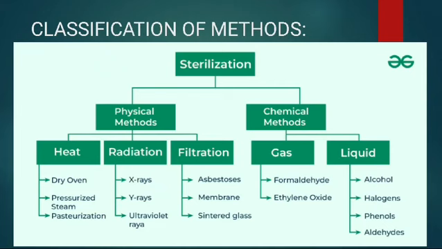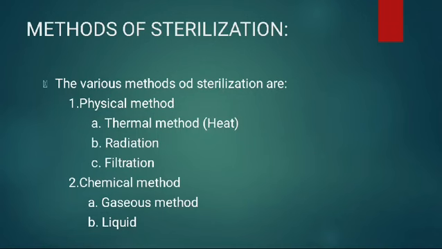This is the classification of sterilization methods. There are two types, physical methods and chemical methods. Under the physical methods come heat, radiation and filtration. Then gaseous and liquid sterilization come under chemical methods. Heat is further classified into dry oven, pressurized steam and pasteurization. Radiation is classified into X-rays, gamma rays and ultraviolet rays.